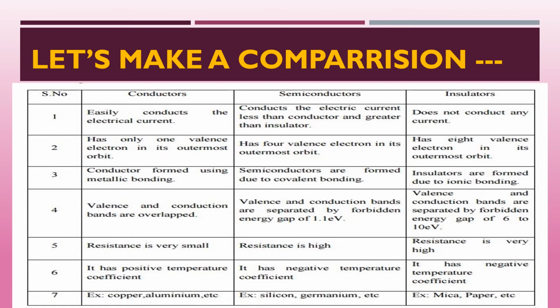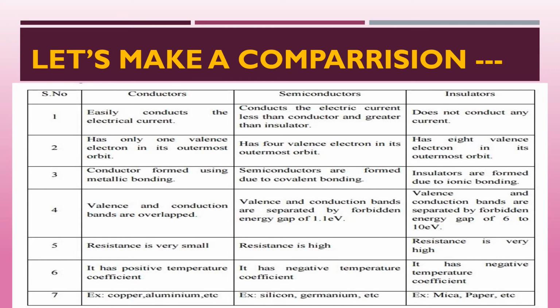Semiconductors are those materials which conduct the electric current less than the conductors and greater than insulators. They have 4 valence electrons in their outermost orbit. Semiconductors are formed due to covalent bonding. Valence and conduction bands in semiconductors are separated by a forbidden energy gap of 1.1 electron volt. Their resistance is high. They have a negative temperature coefficient. Commonly known examples of semiconductors are silicon and germanium.